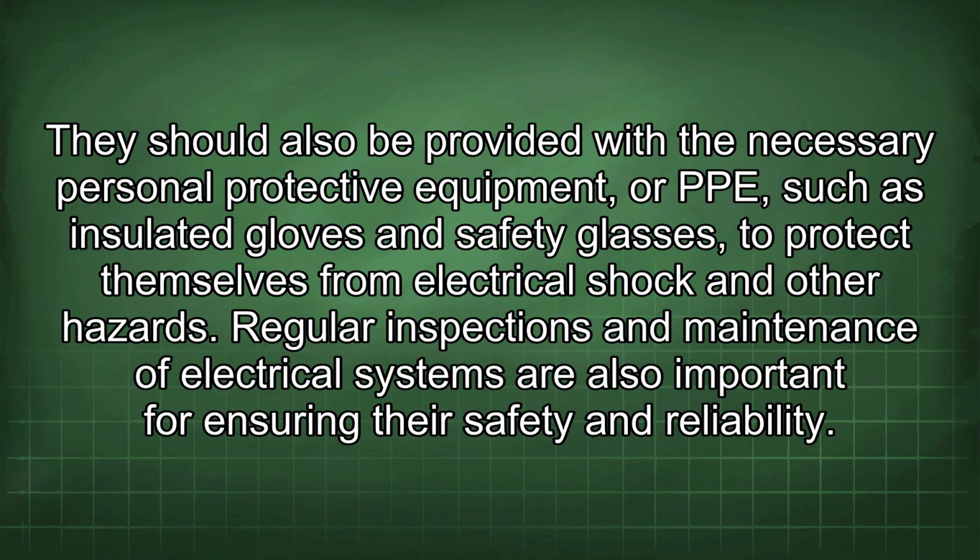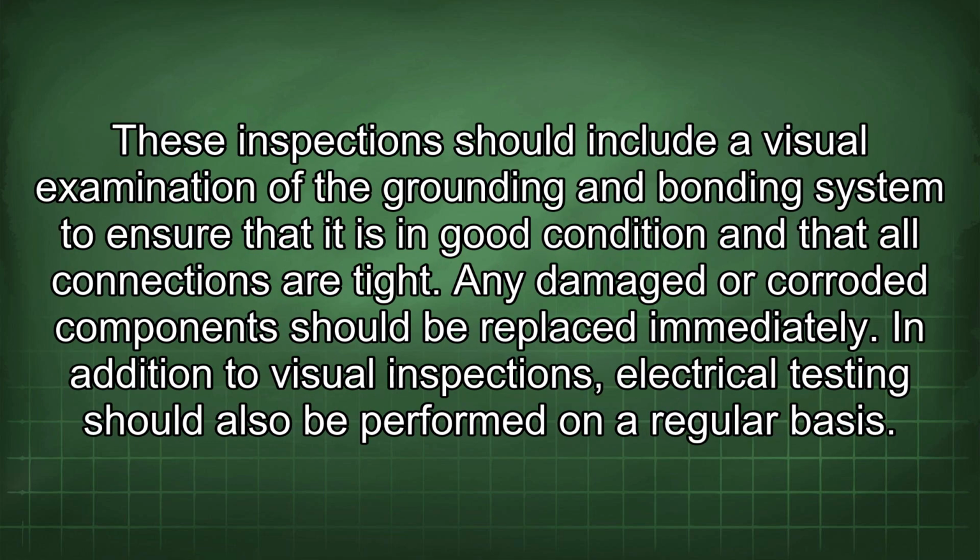Regular inspections and maintenance of electrical systems are also important for ensuring their safety and reliability. These inspections should include a visual examination of the grounding and bonding system to ensure that it is in good condition and that all connections are tight. Any damaged or corroded component should be replaced immediately.